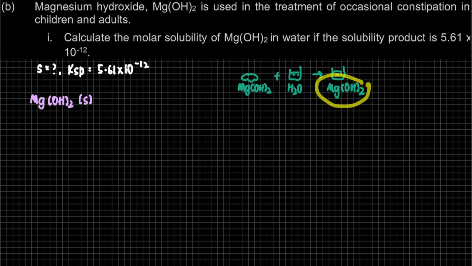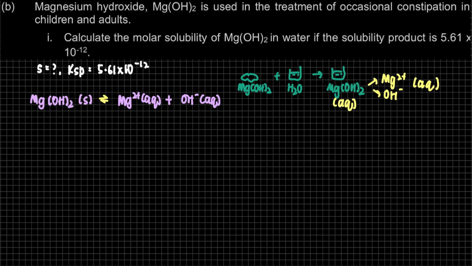Actually, for this one, we dissociate it further. It will become Mg2+ and OH-. Again, this is aqueous, so all of these ions will be aqueous as well. If it's in equilibrium, we need the equilibrium arrow. How do I know it is in equilibrium? K is given, so we know that it is in equilibrium. Make sure the products are Mg2+ and OH-, and that the equation is balanced, so you get 2OH-.